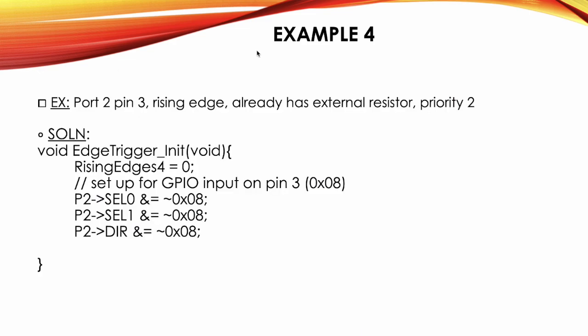So first thing we're going to do is remember we want port 2 pin 3. Pin 3 is the 4th pin, and so the hex value associated with that is 0x08. So we'll start in this function, edge trigger init. We're going to set rising edges to 4, same as we had before. And then we're going to set it up for GPIO input. We're not going to mess with the resistor enable. We're not going to set the output to get the correct pull up or pull down. We're assuming this already is true.